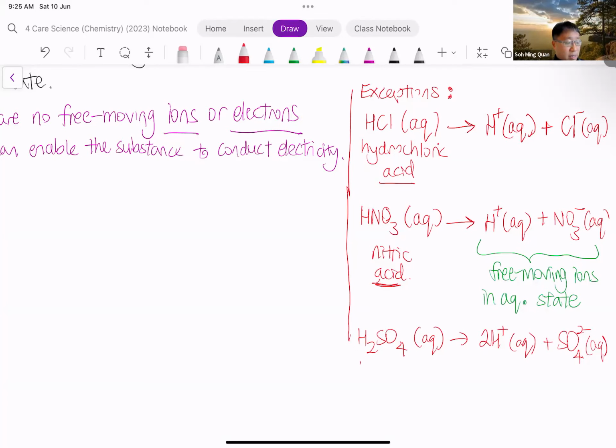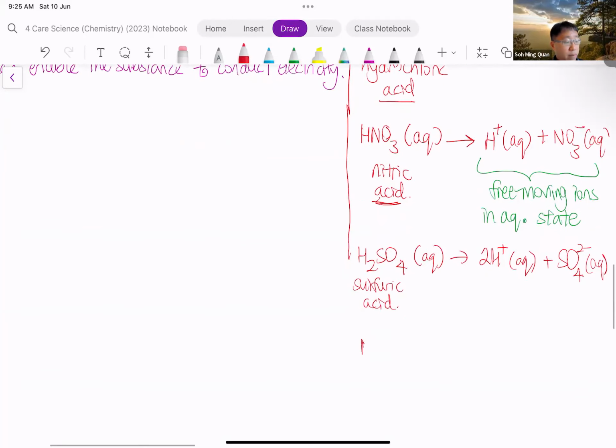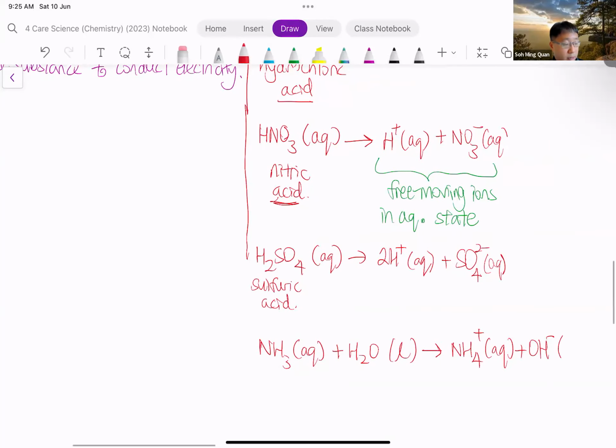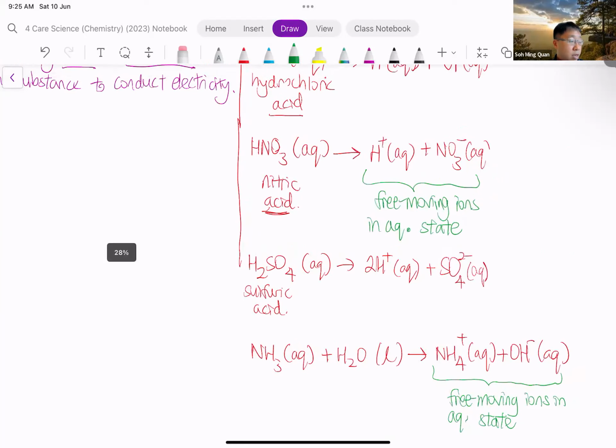Now, besides acids, we also have alkalis, notably ammonia. Ammonia, when it's dissolved in water, reacts to form OH minus ions. And that's the reason why ammonia, when it's in the aqueous state, also has free moving ions. So aqueous ammonia should be a good conductor of electricity.